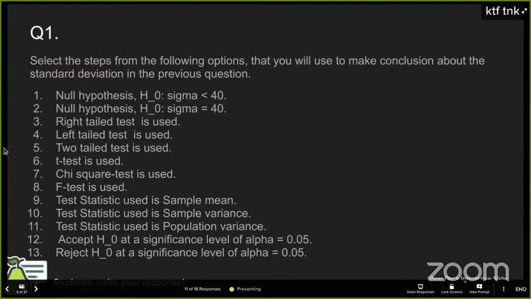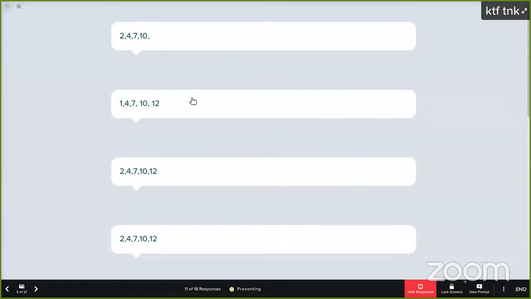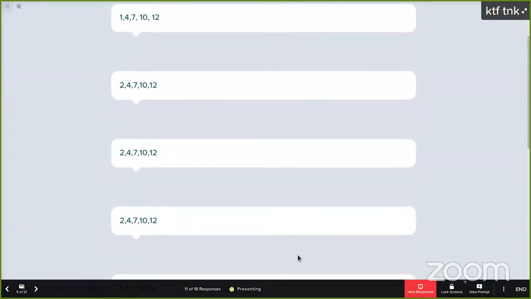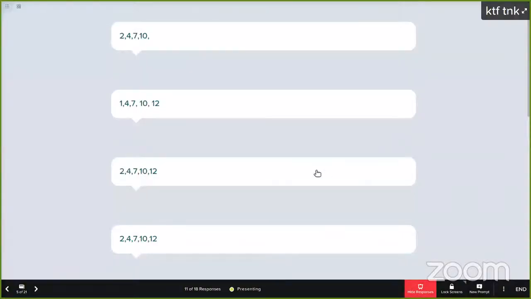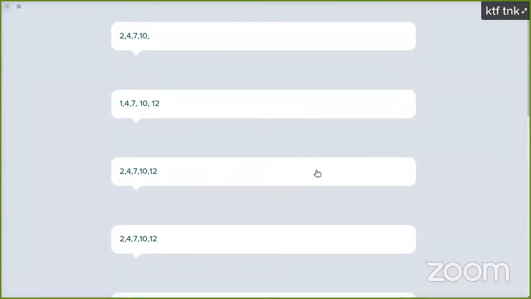So the correct options are 2, 4, 7, 10, and 12. Is 10 also there? Yes, sorry. Those who gave 2, 4, 7, 10, and 12 will get all the marks. Those who gave only 2, 4, 7, 10, or 2, 4, 7, 12 will get partial marks.